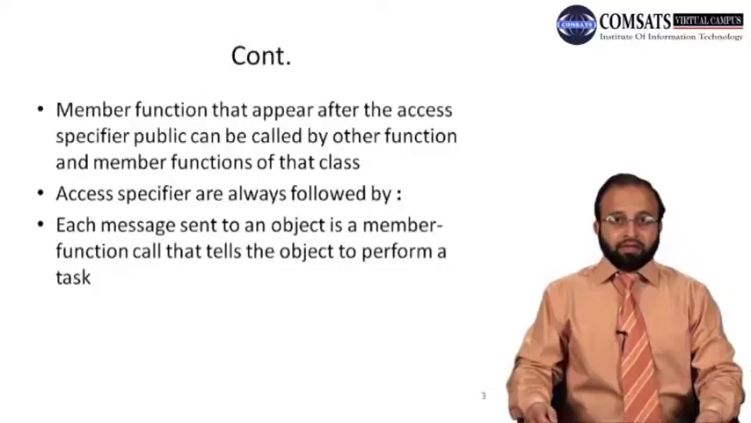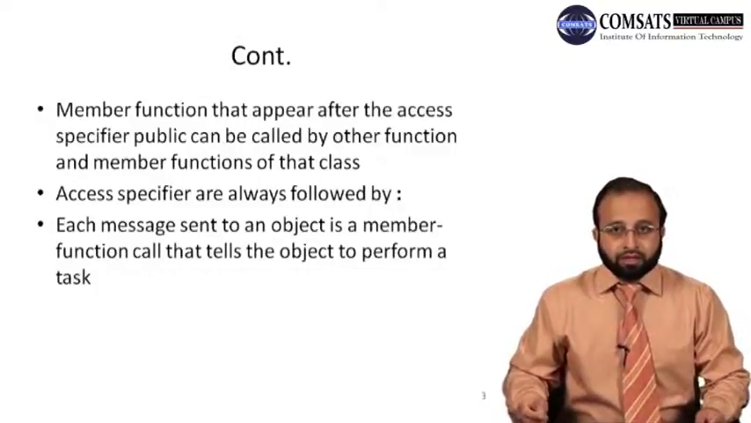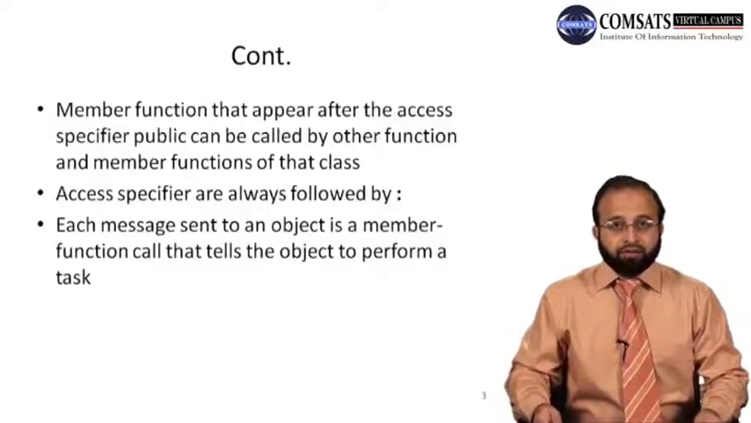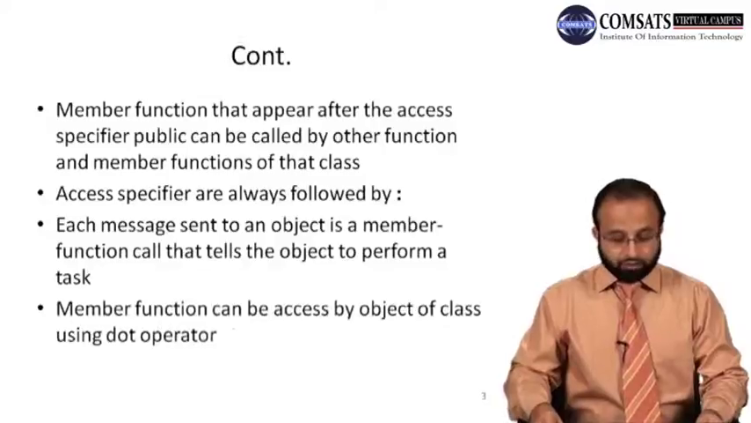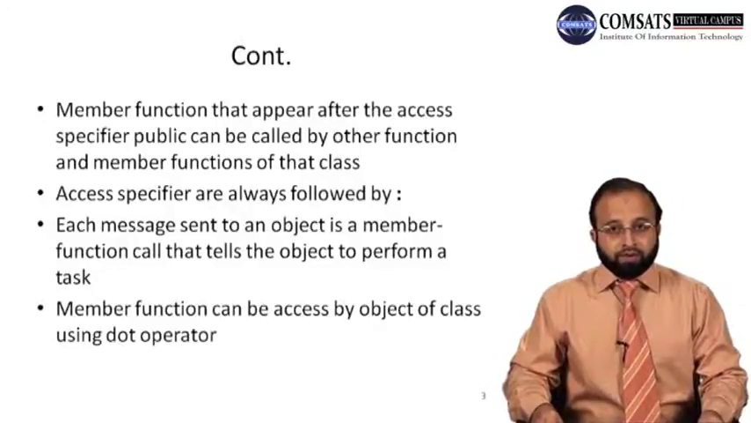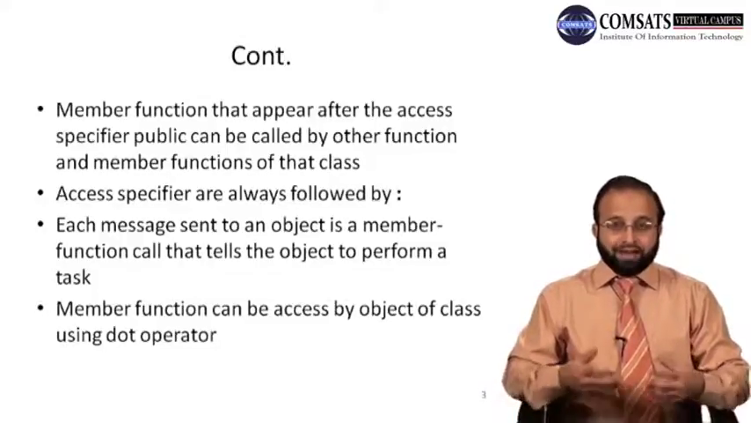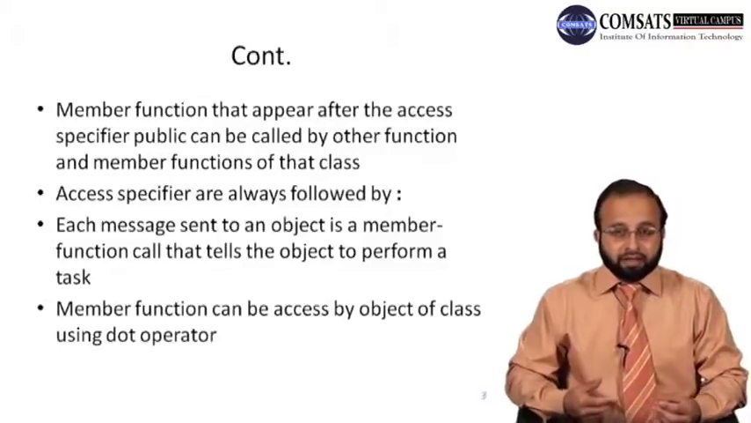As we have seen, if we want to send some message to the object, we can call a function, and this is actually passing some kind of information to the object. A member function can be accessed by an object of a class using the dot operator. Whenever you call a member function, you have to use the dot operator with the object. So there must be an object of that class on the left side, then the dot operator, then on the right side of the dot there must be a member function of that class, right? Because calling a function without an object doesn't make sense.